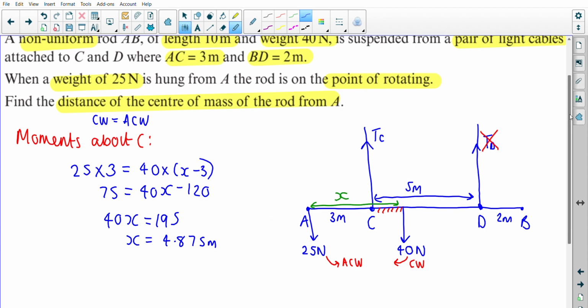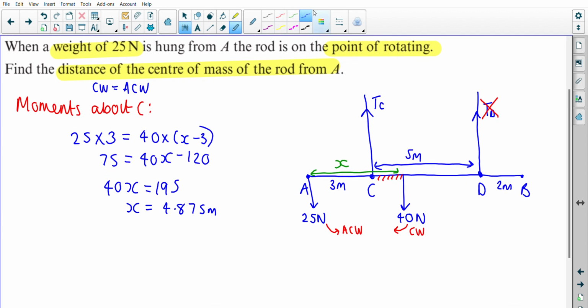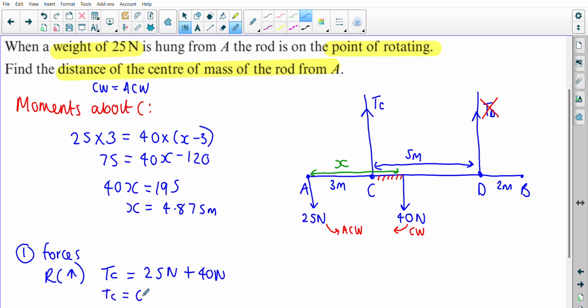Let's see another method for this. Say we want to get the tension and we want to do moments about A. So I will do forces first. So I'm going to resolve upwards, and I'll have the tension at C. Really the only tension now is going to be 25 plus 40, which is 65 newtons.